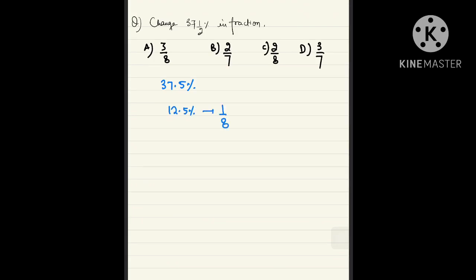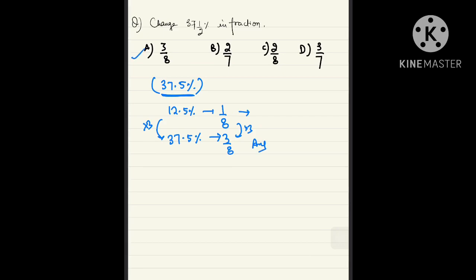Now we need to identify the value of 37.5%. Here we can simply see, if we multiply 12.5 by 3, it will give us 37.5%. Very simple. Here we have multiplied by 3, here we have also multiplied by 3. And we will get 3 by 8 as the answer. So what will be the answer? 3 by 8 will be the answer of this question.